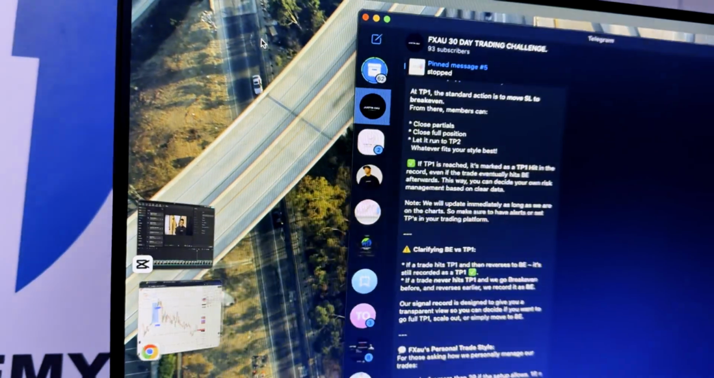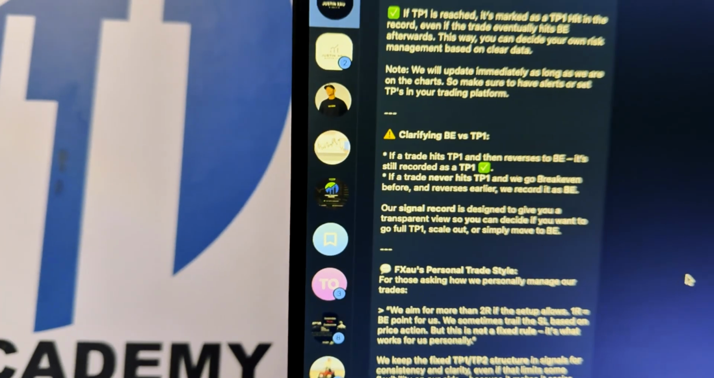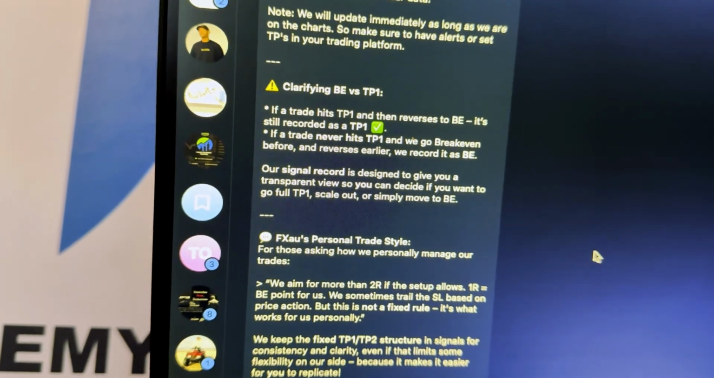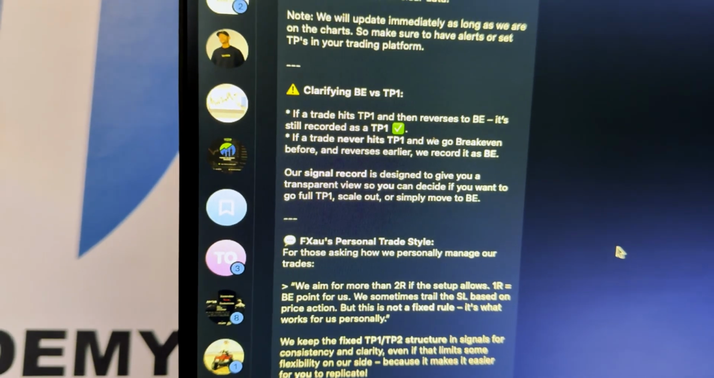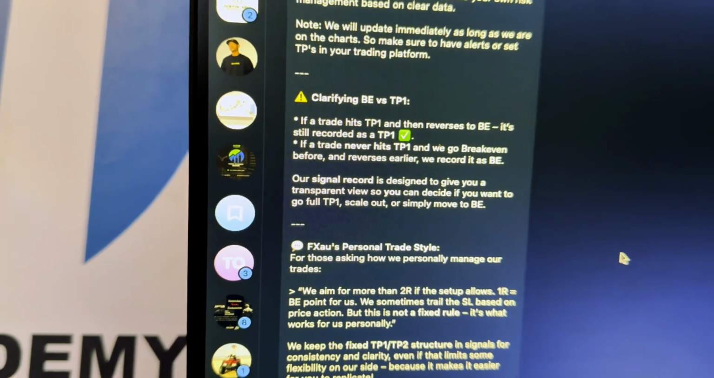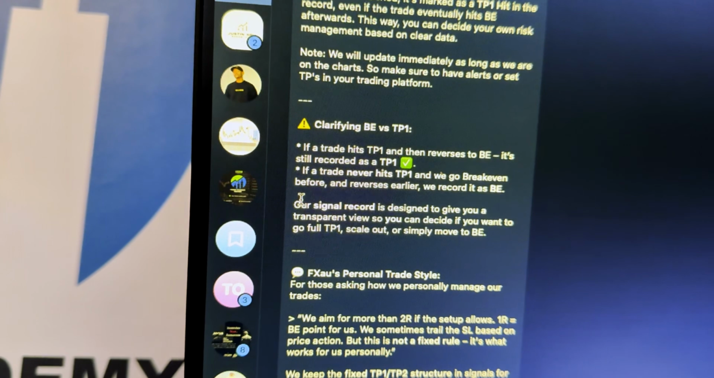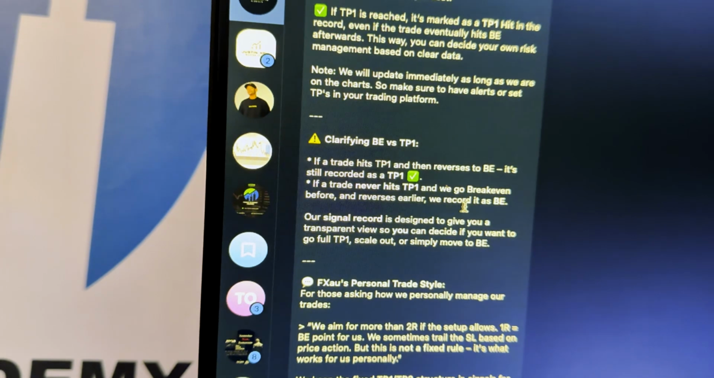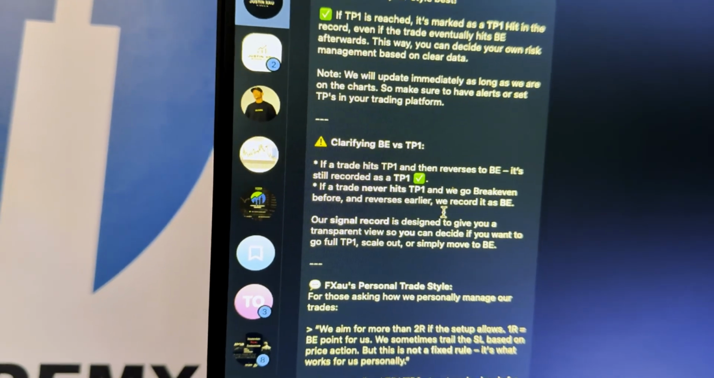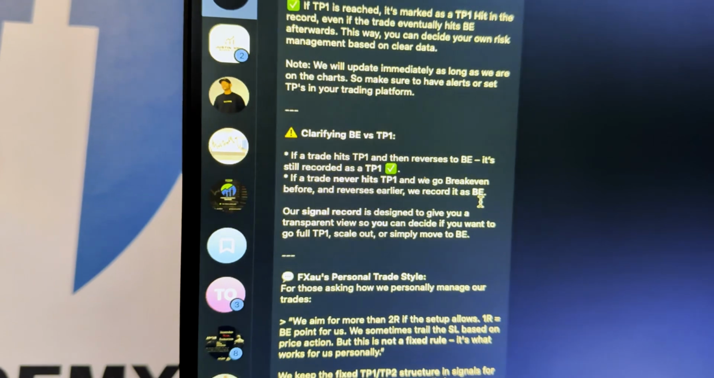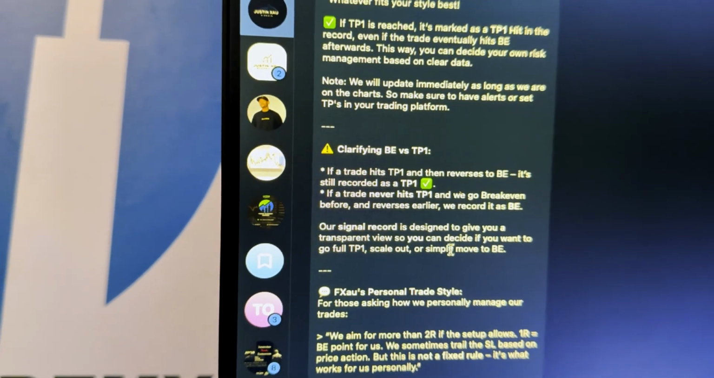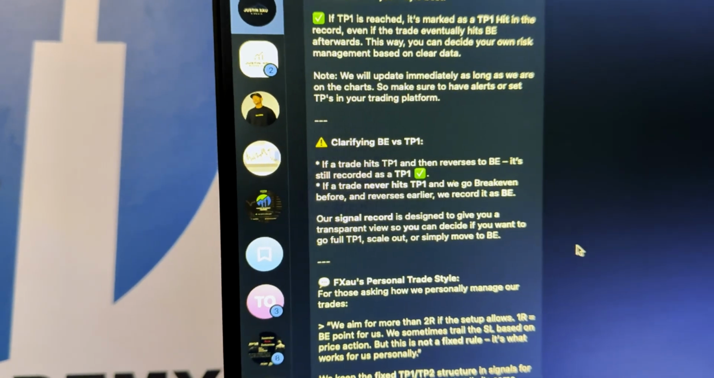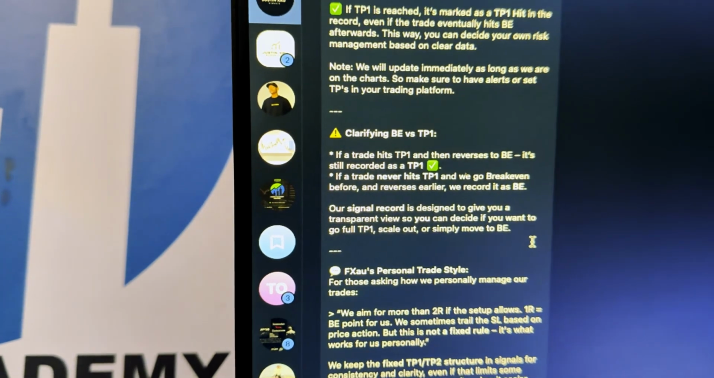Let's go to 11. So clarifying BE versus TP1. If a trade hits TP1, then BE, then you set BE. It's still recorded as TP. If a trade hits TP1 and it reverses to BE, it's still recorded as TP1. I hope you understand that. If a trade never hits TP1 and we go to break even before and it reverses earlier, we record it as BE. You get it? So our signal record is designed to give you a transparent review on how you can decide if you want to go full TP1 or scale out and start collecting 1 RRs.